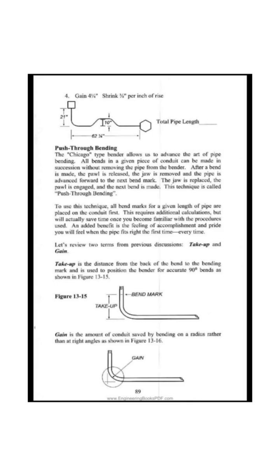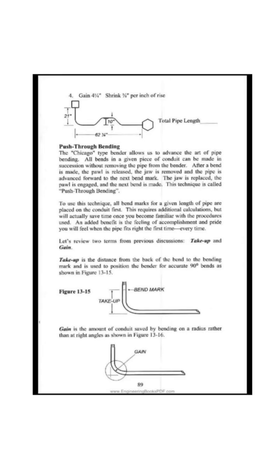Push-through bending. The Chicago type bender allows us to advance the art of pipe bending. All bends in a given piece of conduit can be made in succession without removing the pipe from the bender. After a bend is made, the pawl is released, the jaw is removed and the pipe is advanced forward to the next bend mark. The jaw is replaced, the pawl is engaged, and the next bend is made. This technique is called push-through bending.